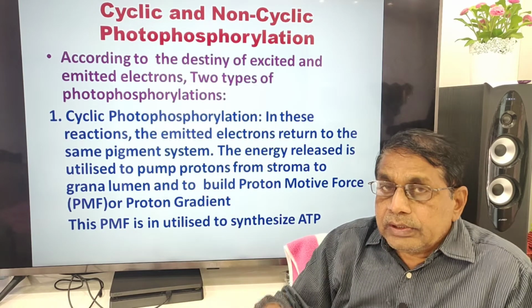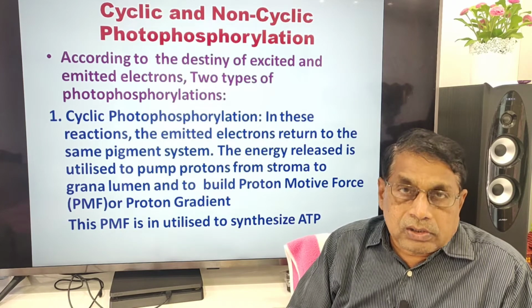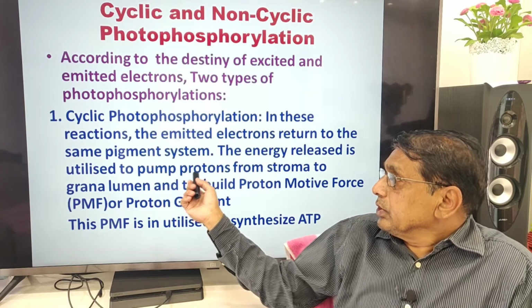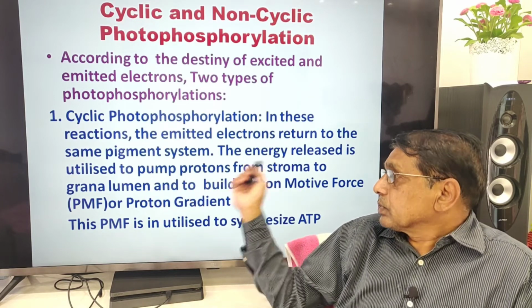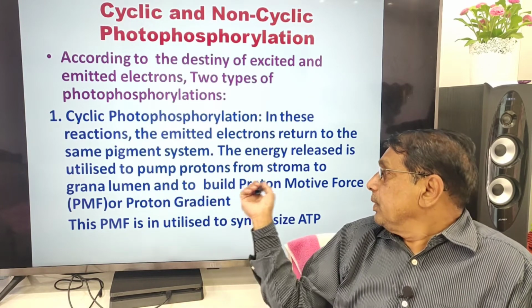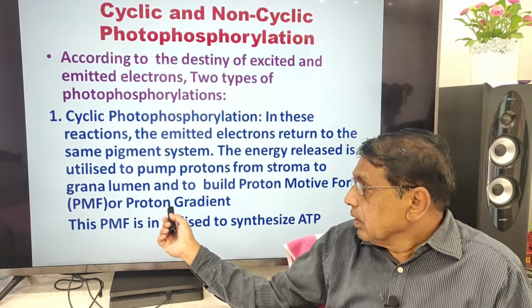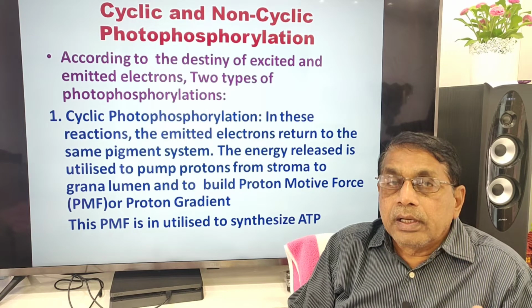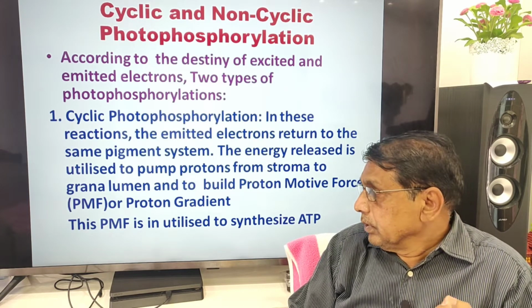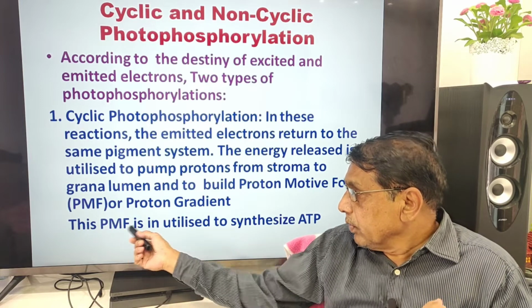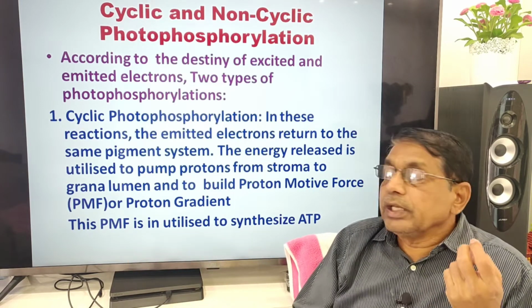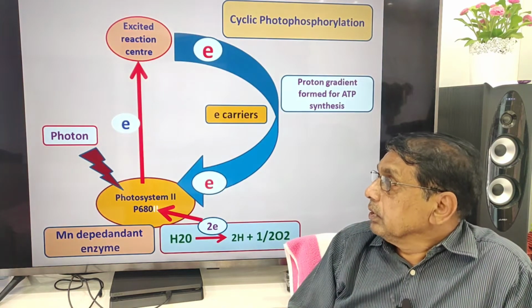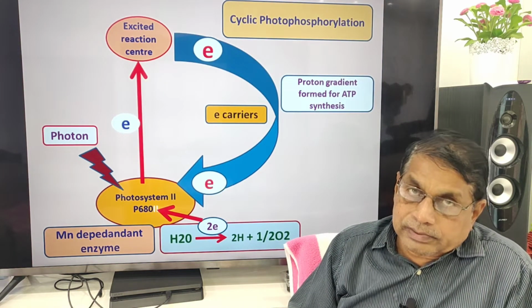During this electron transfer, the energy released is used to pump protons from the stroma to the thylakoid lumen and build up the proton motive force, or proton gradient, that is required for ATP synthesis. The proton motive force is utilized to synthesize ATP through an enzyme called ATP synthase. So this is cyclic photophosphorylation.